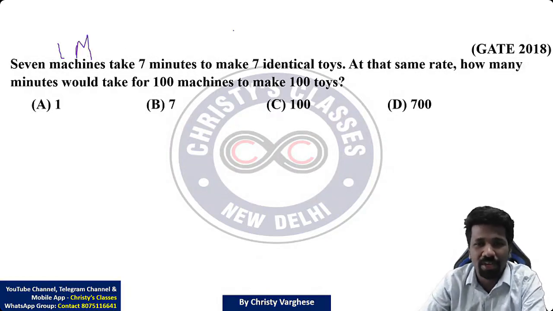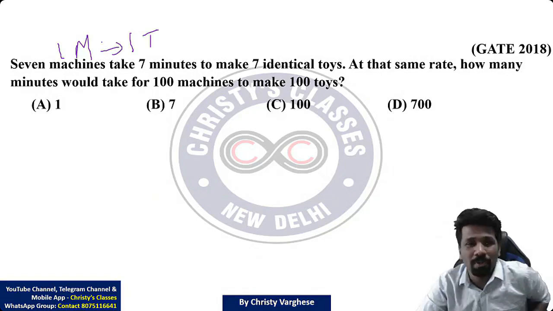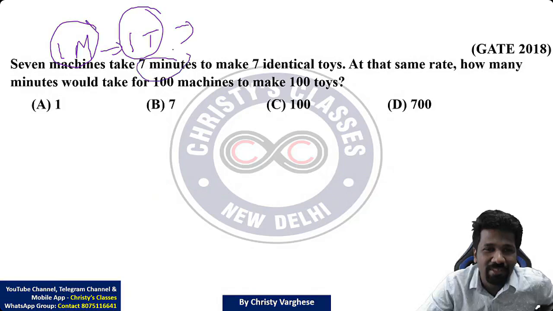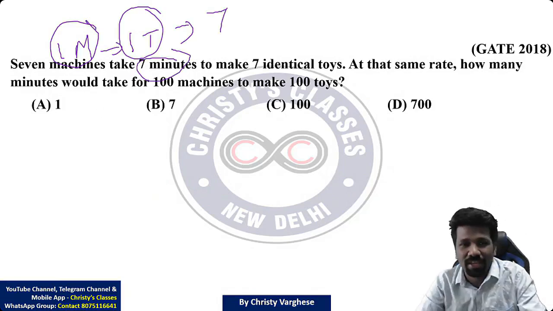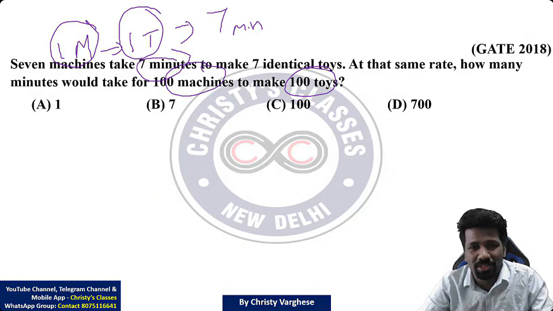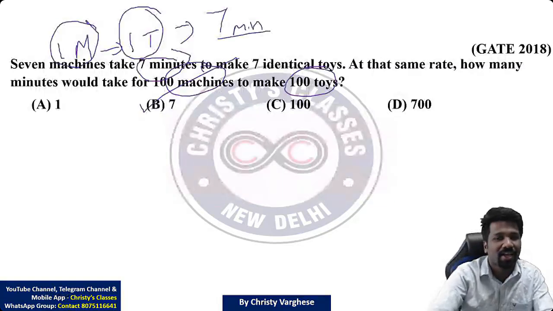1 machine 1 toy बनाने के लिए, जैसे वहां पे cat mice को पकड़ रहा है, यहाँ पे machine toy बना रहा है, उसके लिए same 7 minutes लगेगा. Simultaneously all the 7 are working. That is why total time is 7 minutes itself. So 100 machines 100 toys के लिए भी simultaneously each machine को 7 minutes ही लगेगा. So 100 machines 100 toys के लिए भी same 7 minutes लगेगा. Is it clear?